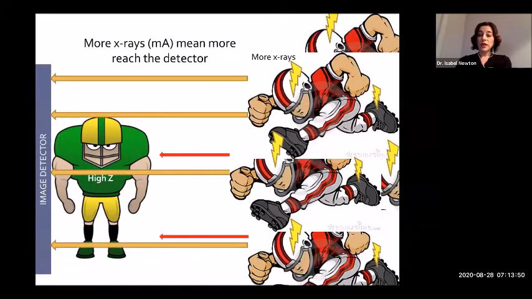If you want to increase your probability of getting through, though, you add more X-rays, which is, as we said, mA. So more photons is more mA. More mA has more X-rays to reach the detector. And if you're also increasing the kV or the voltage, you have more energetic, more number of X-rays, and you have a higher probability of reaching the detector.